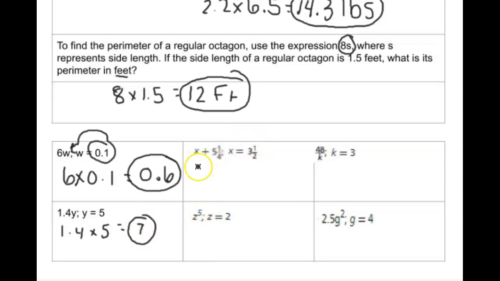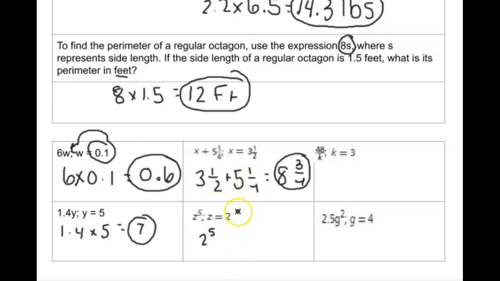Okay, this one we have some fractions and we're adding. We're going to put 3 and a half in for x plus 5 and 1/4. So in your calculator, we're going to be typing that in. Remember to use that unit button, that will help you. And 3 and a half plus 5 and 1/4 is 8 and 3/4. Okay, our next one is z to the fifth when z equals 2. I'm going to put 2 in for z, so 2 to the fifth. Remember that 5 doesn't mean we're going to multiply 2 times 5. It means 2 times 2 times 2 times 2 times 2. I'm going to put that in my calculator, and I get 32 as my answer.